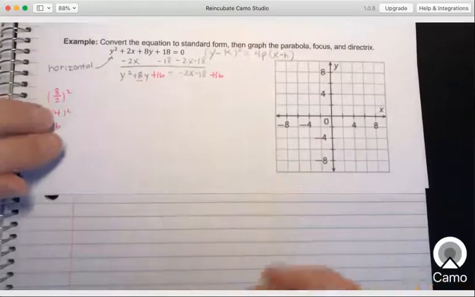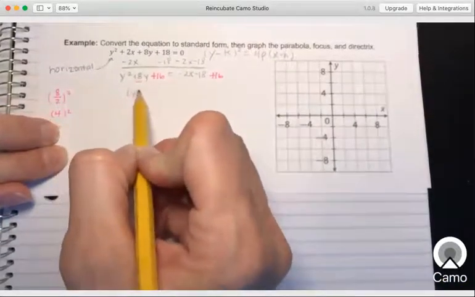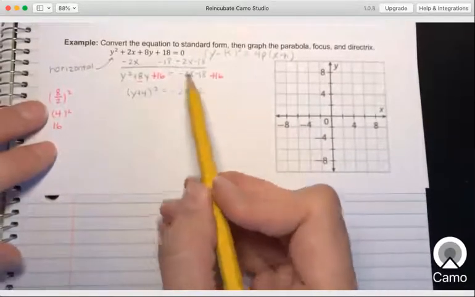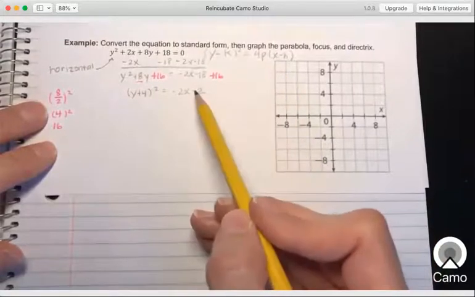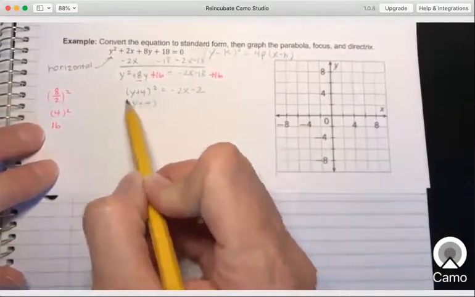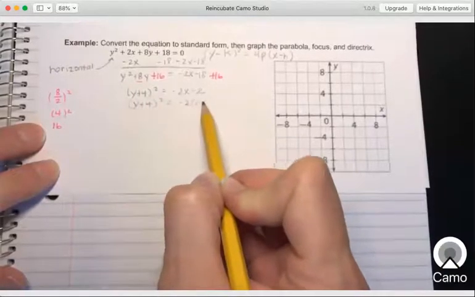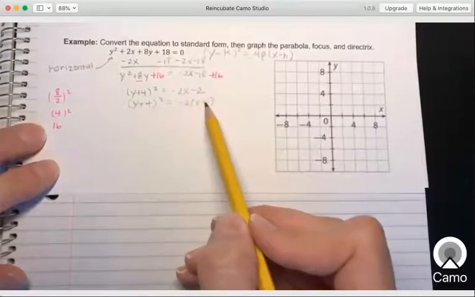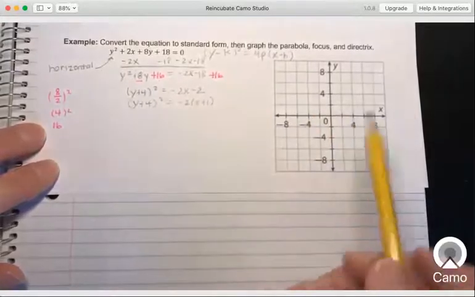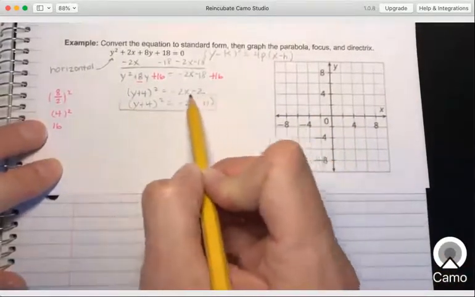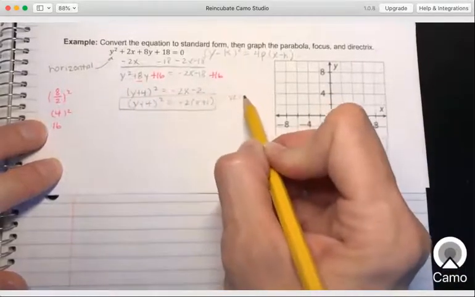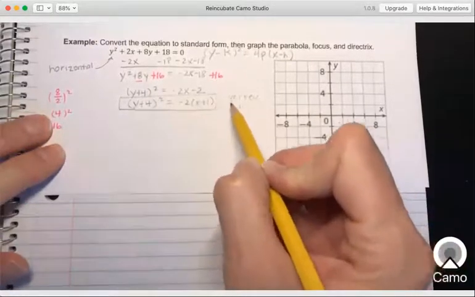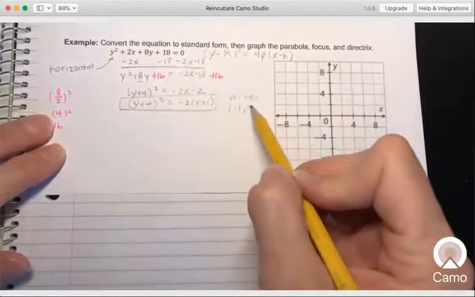And now I can rewrite this as a perfect square trinomial. (y + 4) squared equals negative 2x minus 2. And now all I have to do is factor it so my x has a coefficient of 1. So which means I'm going to factor out a negative 2 from both of those terms. And we know negative 2, when I factor out the negative 2, will be negative 2 divided by negative 2, which is positive 1. So this is my equation in standard form. And this also tells me my vertex, h and k. Remember, h always goes next to the x, so h is negative 1, and k is negative 4.